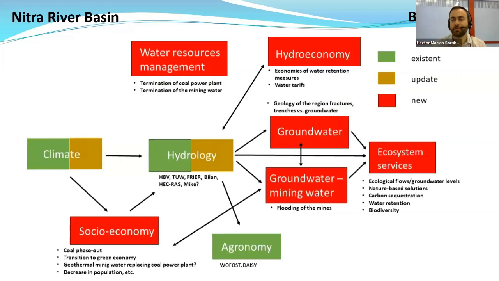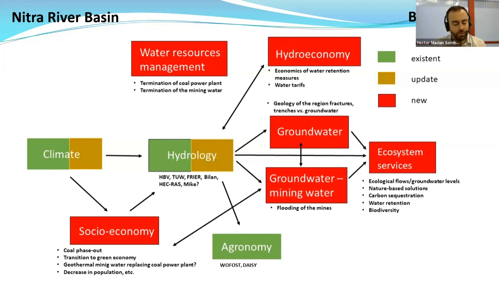Then the Nitra is placed in Slovakia. So in the Nitra, we have existing climate, hydrological, and agronomic information. But the idea is, of course, to update the climate and the hydrological models, the climate models by including updated projections. The hydrological model will need to improve the calibration, or the ability of these models to reproduce the hydrological features of the Nitra River Basin, and of course include the responses of the hydrological system to new climate change scenarios.